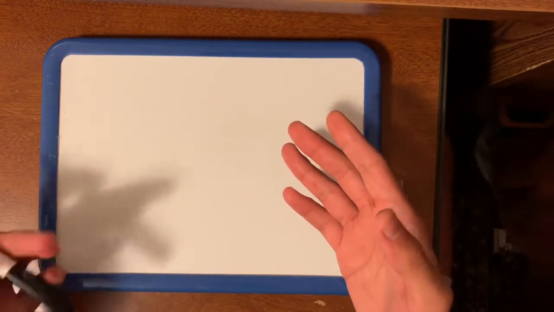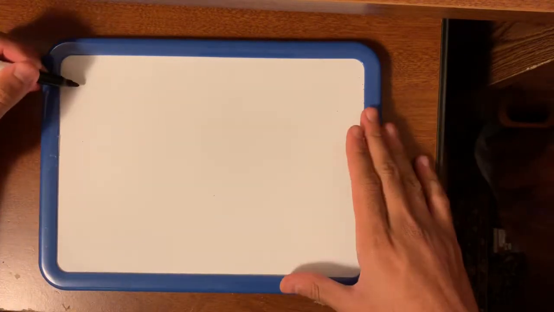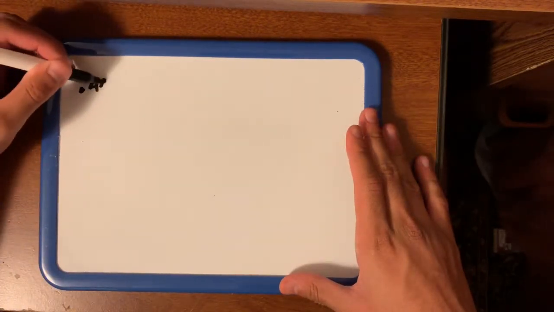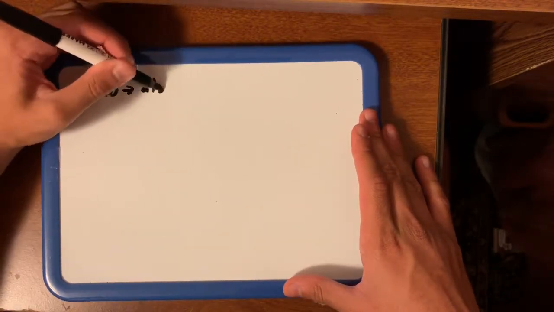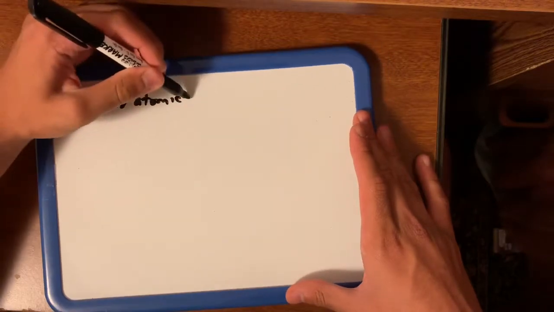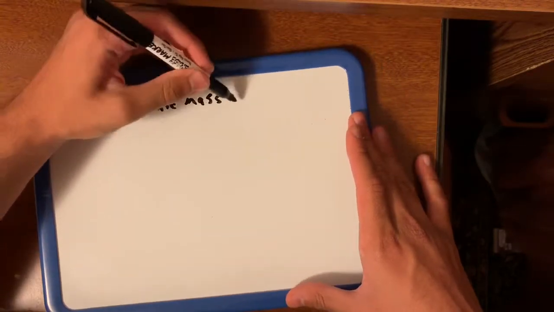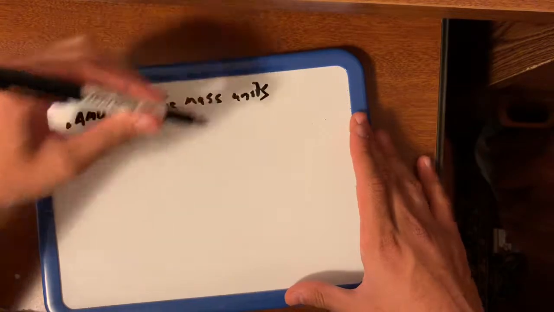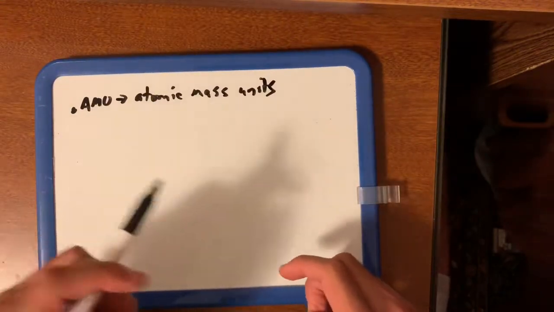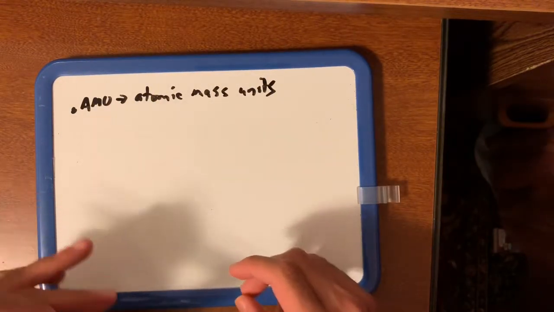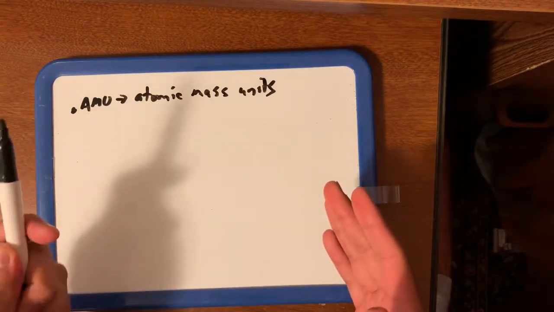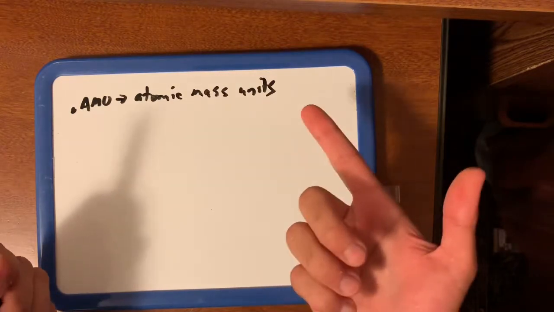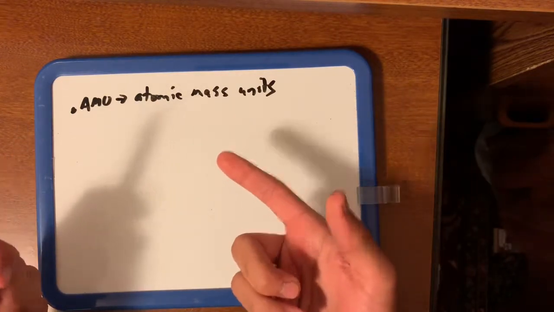So the way we measure the mass of atoms, we use units called AMUs, or atomic mass units. Okay, so AMUs are atomic mass units. Every different type of atom has a different atomic mass. Okay, that's how you refer to atomic masses.